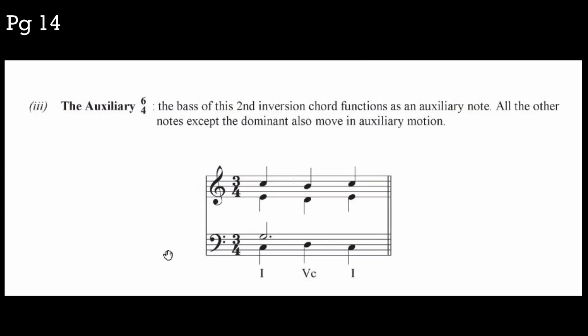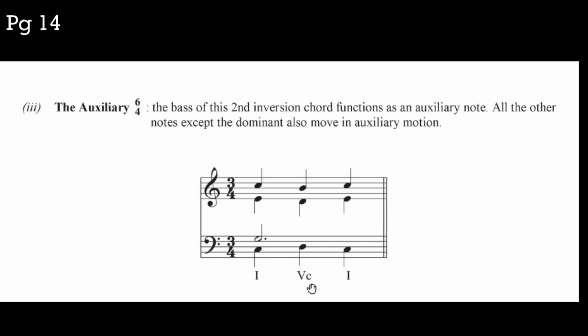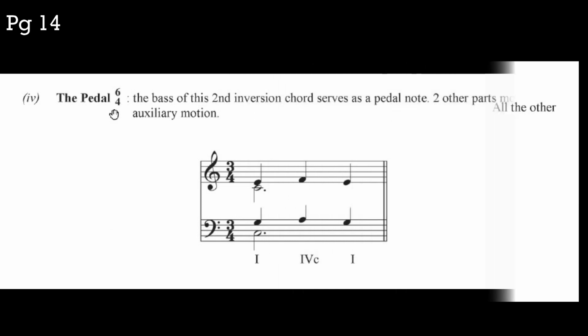Here we have the other 6/4 progressions. The auxiliary 6/4, of which we have 1, 5C, 1, with the 5C chord serving as an auxiliary chord on the weak beat. Here we have an example of the pedal 6/4, whereby the tonic counterpoint is held in two parts and all other notes move in auxiliary motion.